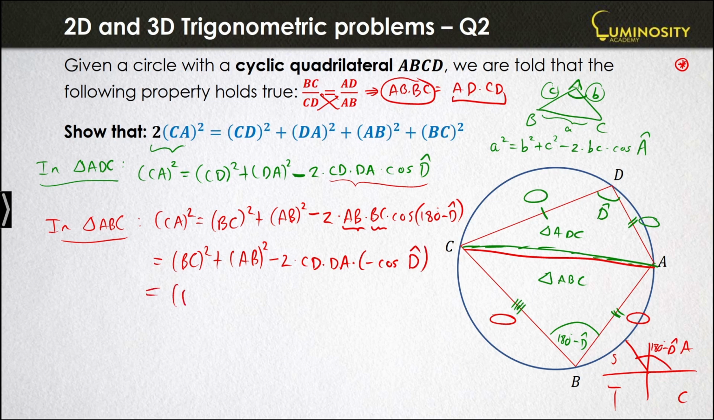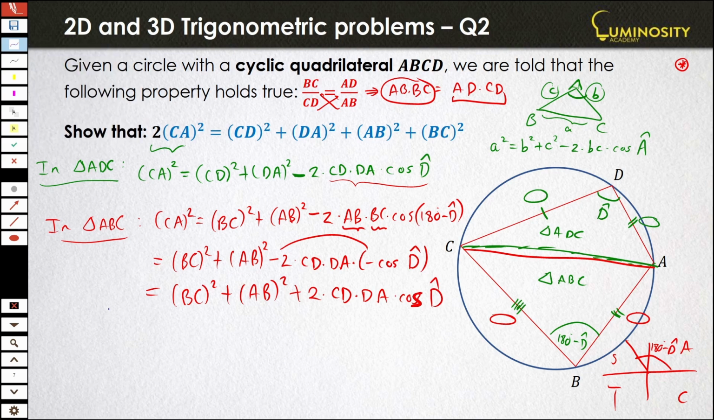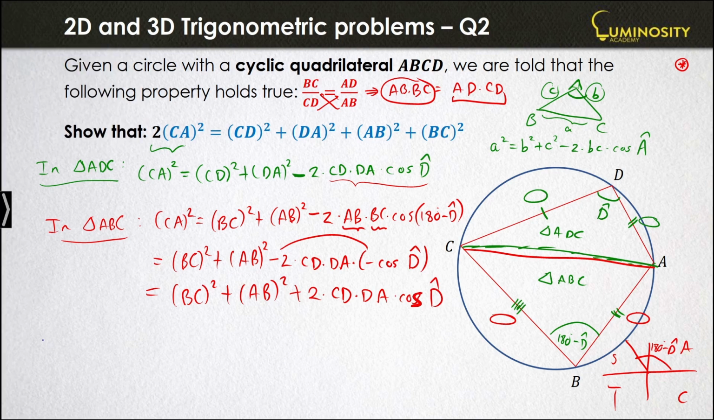Okay, so cleaning up that further, that's BC squared plus AB squared. The minus minus becomes plus 2 times this expression. So putting all this information together in both these triangles, if I add the left-hand sides, I get 2 amounts of CA squared. That means I must add these right-hand sides.